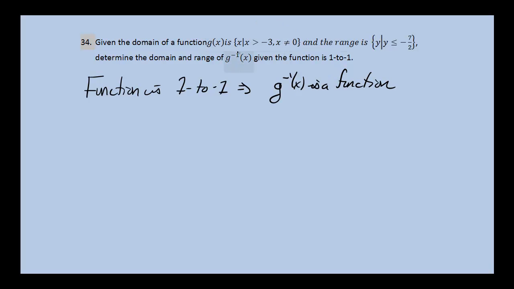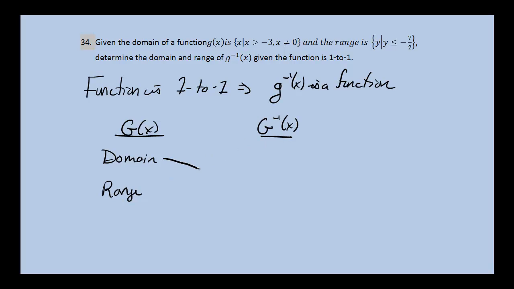So in this circumstance, we can make a relationship that if we have g of x and its domain and its range, we know this compares to the inverse function g inverse such that the domain will correspond to the values of the range and the range corresponds to the values of the inverse's domain.